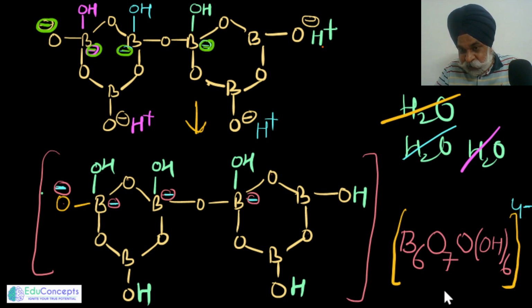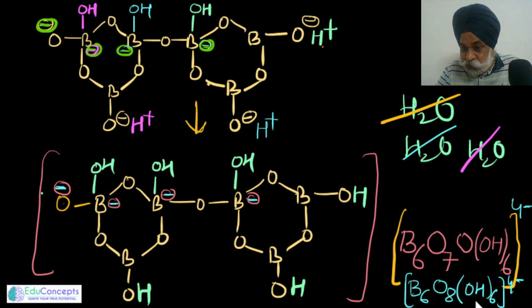Now the point here is, I may show you this also. This is a very, very important viewpoint to remember, which generally you don't find in most of the books. So B6O7(OH)6 4 negative. So this oxygen seems to be present here as a simple O negative.